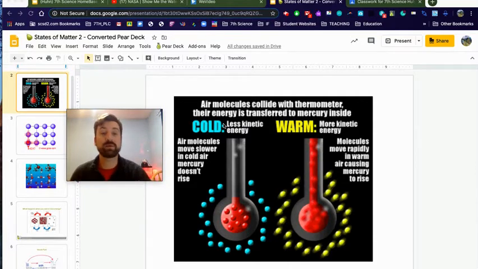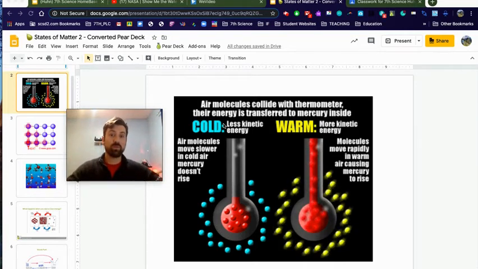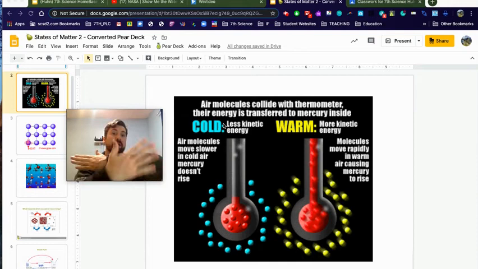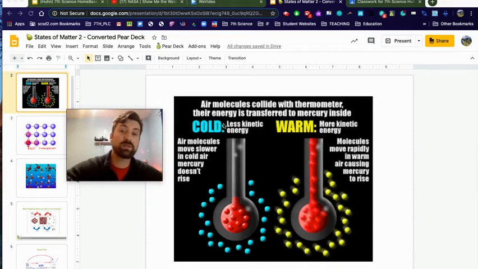Now, if it's warm outside, that means the air molecules in the air are moving faster. They have more energy, so it feels warmer because they're hitting us and they're transferring that energy to us and everything around them. So it is warmer. So when these are moving quicker, they hit the thermometer and they make the mercury rise.